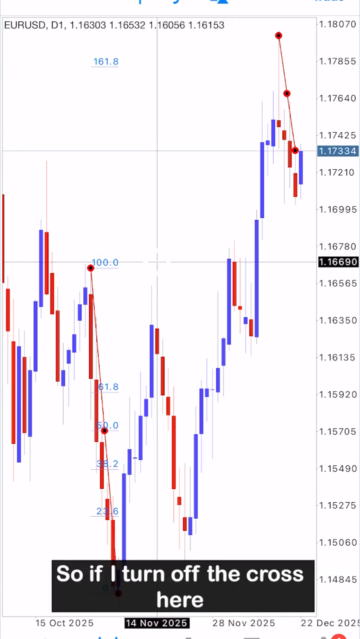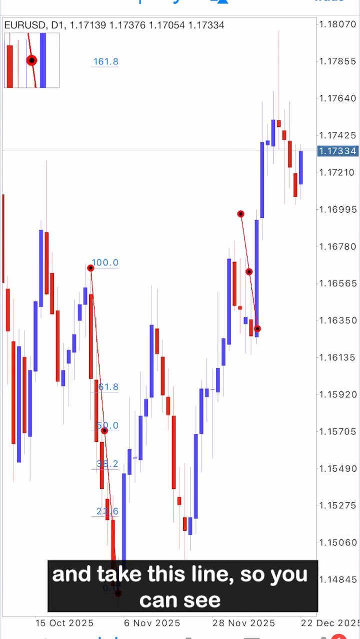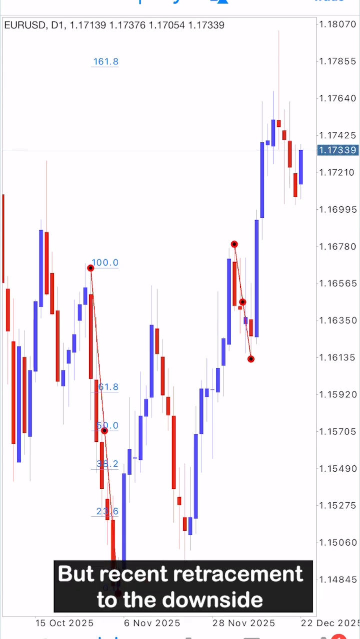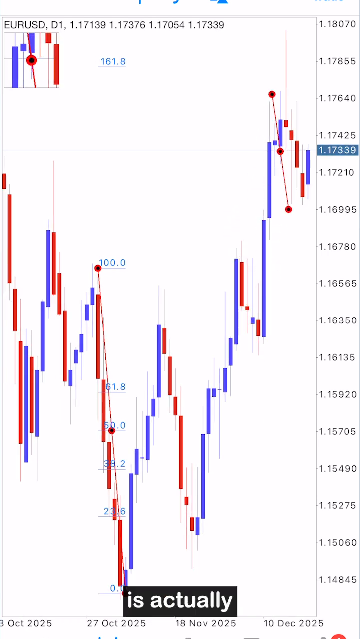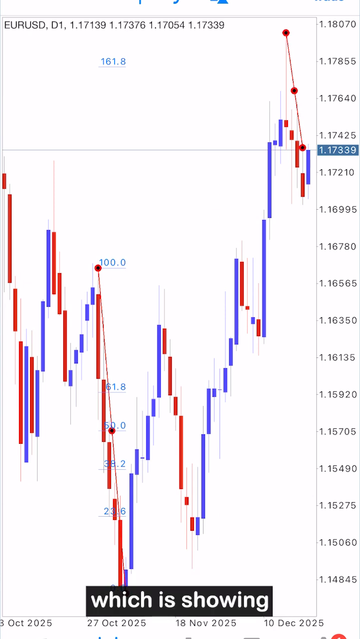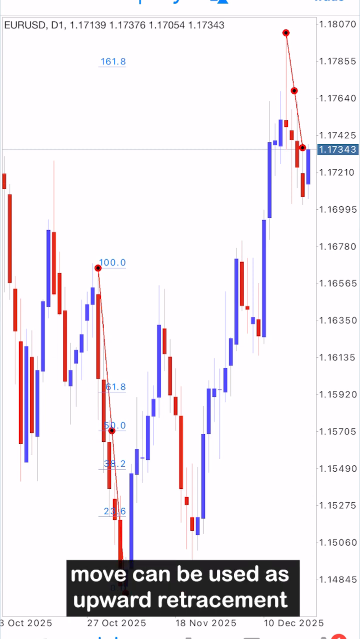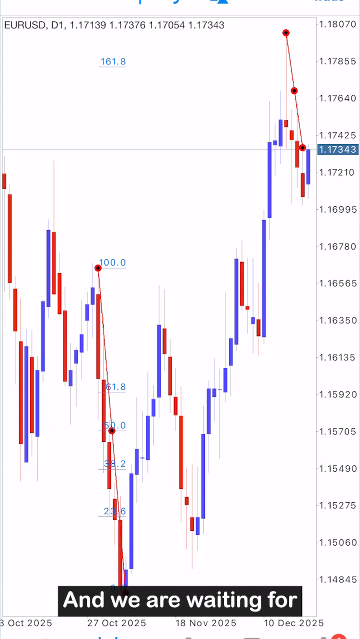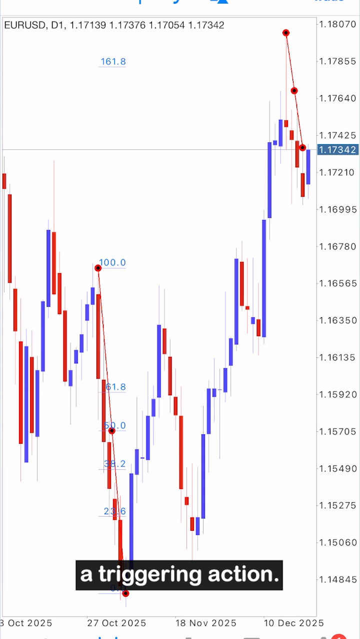So if I turn off the crosshair and take this line, you can see this is the magnitude of the previous retracement, but the recent retracement to the downside is actually bigger than the previous downside movement, which is showing some sign of bearish movement. And today's upward move can be used as an upward retracement to get a better price in the sell entry. And we are waiting for a triggering action.